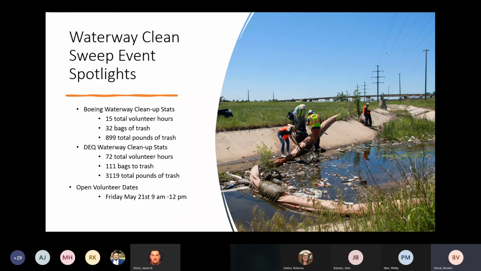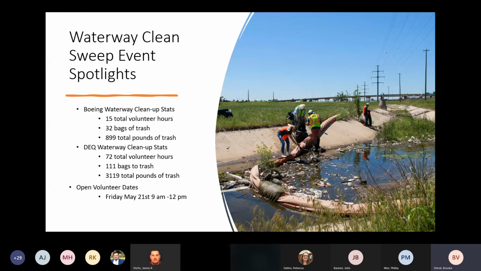One of our biggest things that we have going right now is our Waterway Clean Sweep events, and we have a couple spotlights to give out. Boeing claimed the first event of the year. They had 15 volunteer hours. They collected 32 bags of trash for a total of almost 900 pounds of trash. So huge kudos to Boeing for starting off the season right.